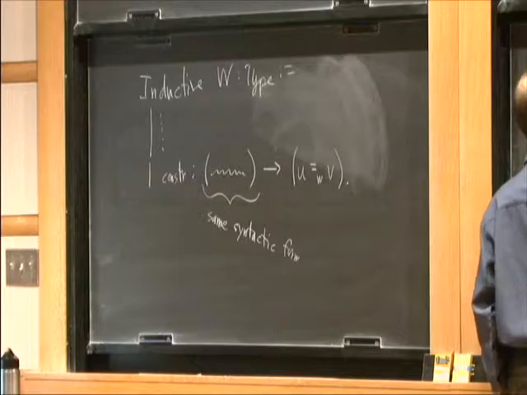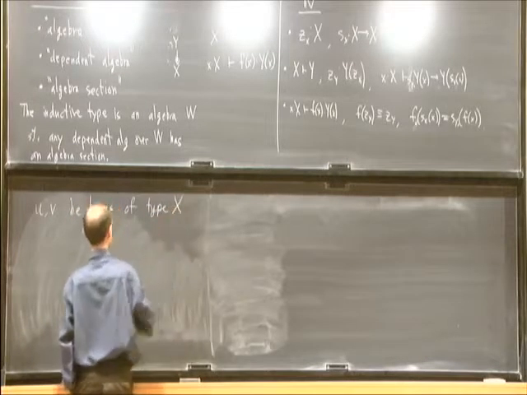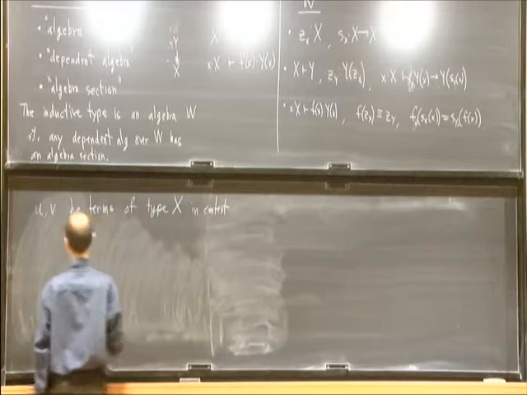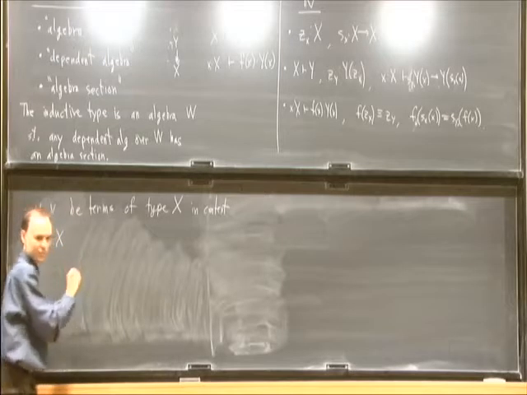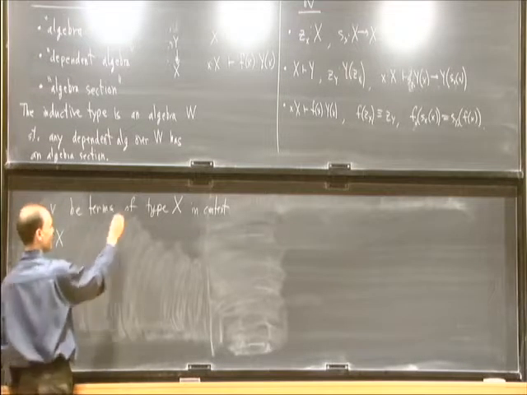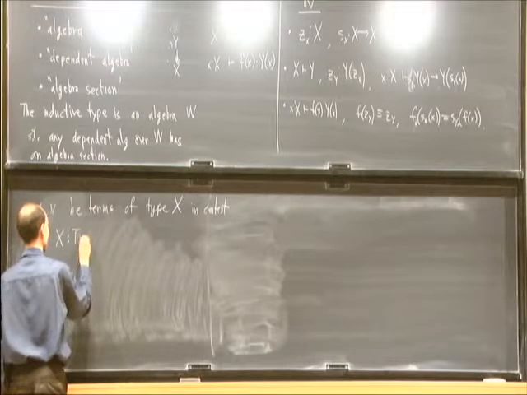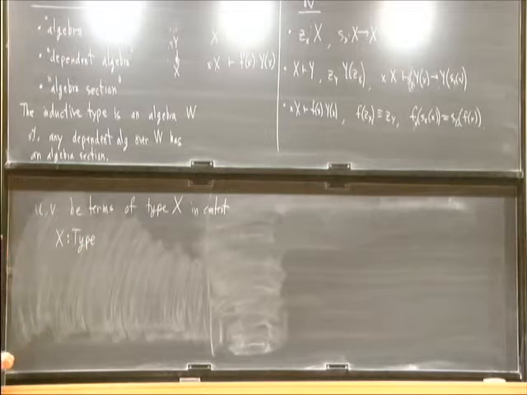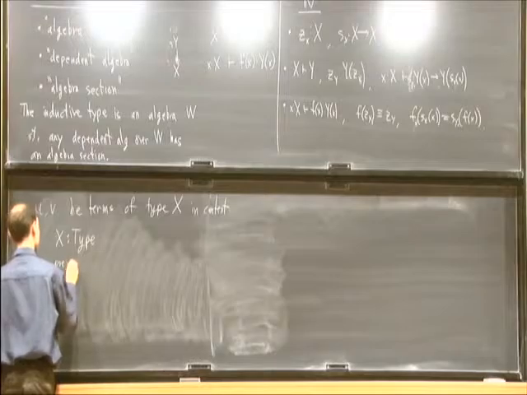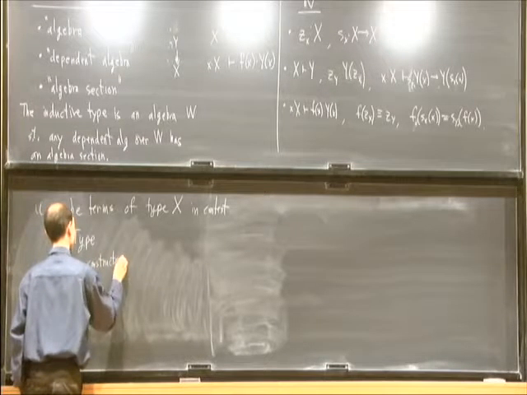Now the naive thing that you might think to take for U and V is just to say let U and V be terms of type X in the empty context. That is what I wrote, but that's not what I want here, because my terms U and V have type X in the context where X is a type variable.